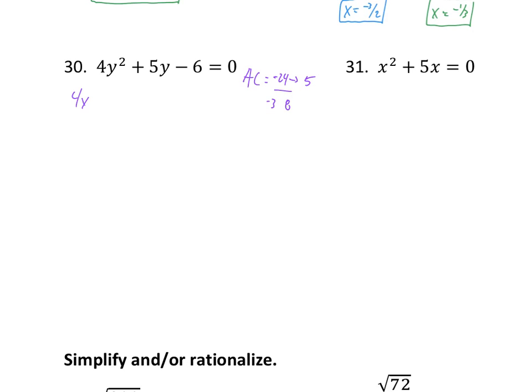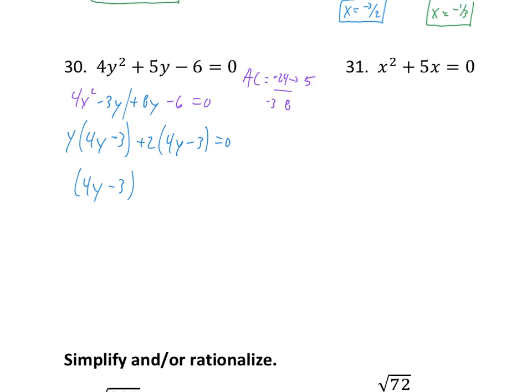So 4y squared minus 3y plus 8y minus 6 equals 0. Factor by grouping. 4 and 3 don't have anything in common, but they do have a y. I'll leave you with 4y minus 3. And 8 and 6 both have a 2 in them, which would leave 4y minus 3. And then that would leave me with 4y minus 3 and y plus 2.